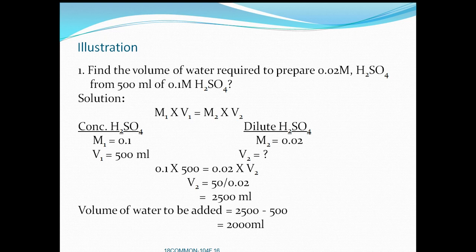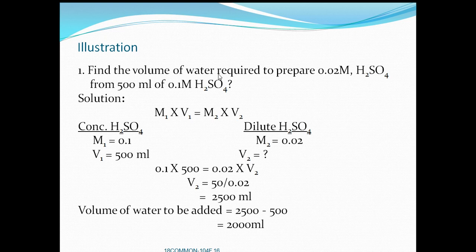So what does that mean? To prepare 0.02 M H2SO4 solution from 500 ml of the initial H2SO4 solution, the water required is 2000 ml or 2 liters. So this is a problem based on the dilution law.